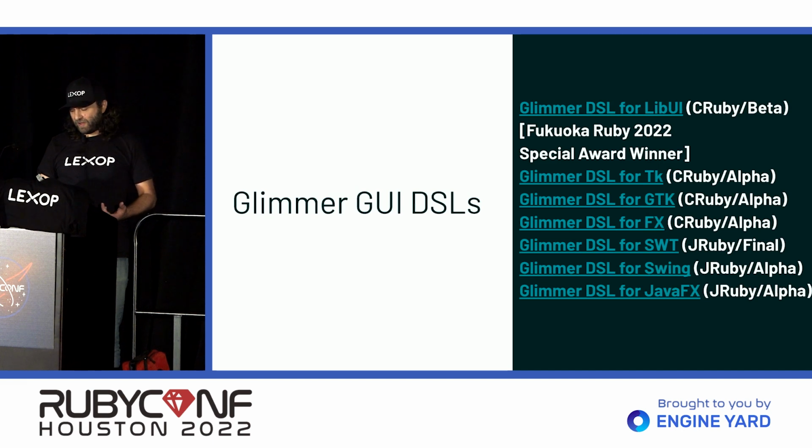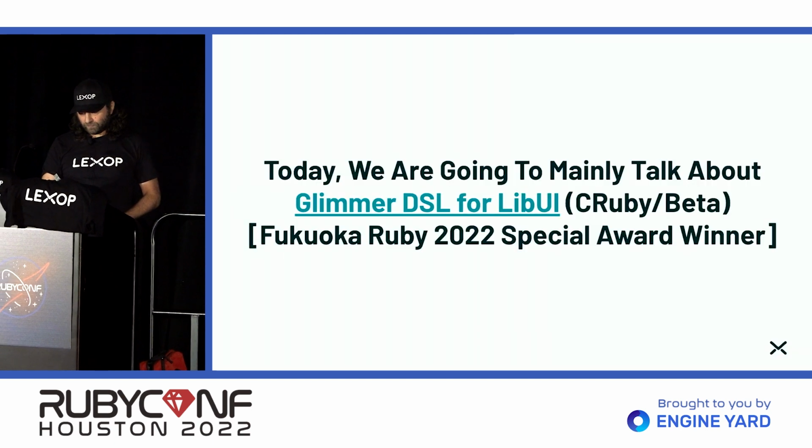The other libraries that are available are Glimmer DSL for TK, for GTK, for FXRuby, for SWT on JRuby, Swing, and JavaFX. And the SWT one is the only one that is final. The rest are all alphas, but they still work. So, the idea of Glimmer proved itself enough that it was worth covering all the available toolkits in Ruby that are actively maintained with a Glimmer DSL. So all of them are covered now. Yeah, we're going to talk about LibUI today.